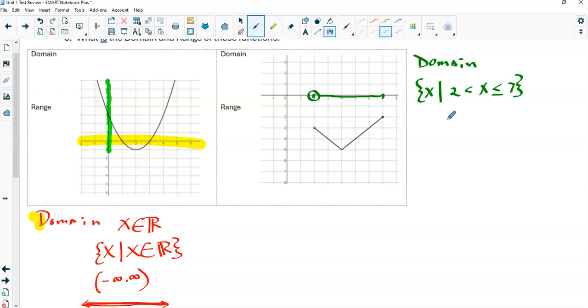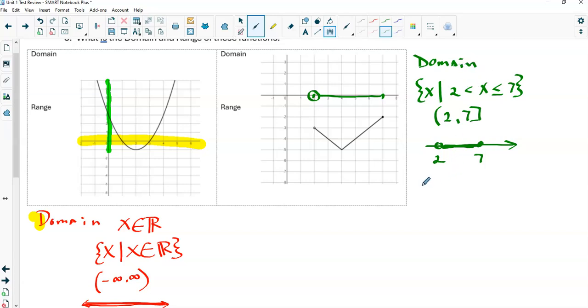Remember, this 2 is not included. In interval notation, that 2 will be this way, and the 7 will have a bracket. Okay, so that's the two ways. How to graph it? Well, here's the graph. Basically, if you did what I just did, I have an open circle at 2, a closed circle at 7, and I would shade between that, right? All right, so that is the domain.